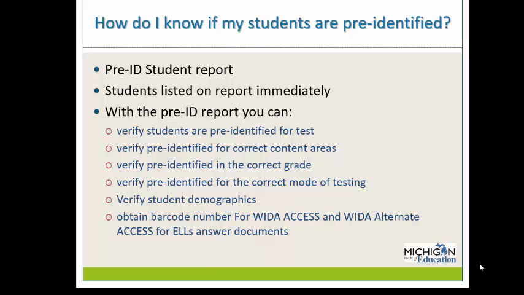For the WIDA Access and WIDA Alternate Access, if you do not have a student barcode for the paper and pencil test, you will place the district and school label on the student's test. This district/school label is set with your WIDA materials. You will also need to complete all student information on the test along with the student's barcode number from the OEAA Secure Site. You can easily obtain barcode numbers for students on the pre-ID report.